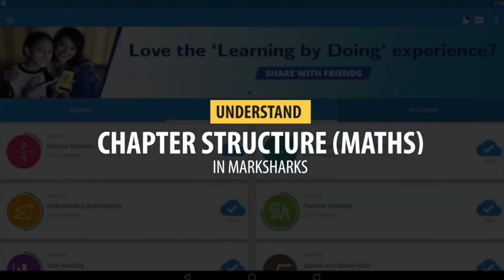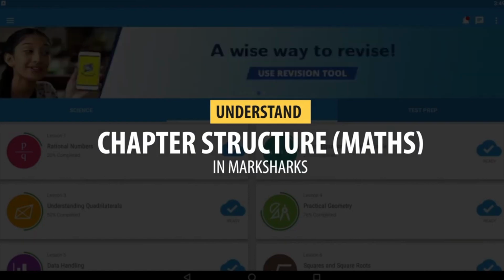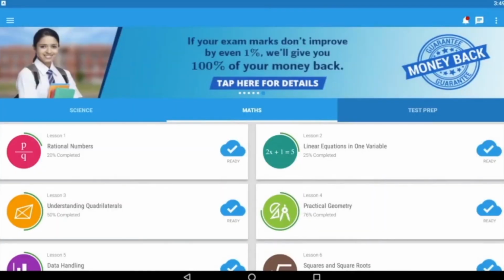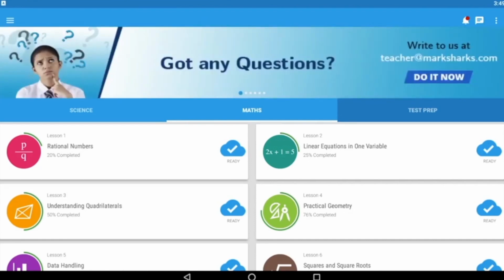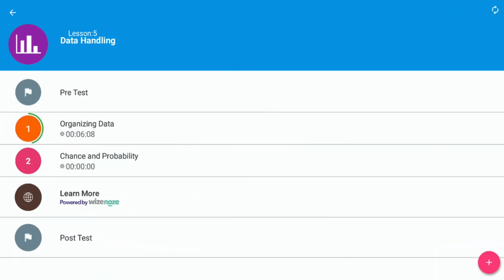In today's video, we'll be looking at a tutorial on MarkSharks. We're going to be looking at the home screen. All the chapters in each class are structured in a similar way. Familiarizing yourself with the structure will make it easier for you to develop lesson plans and help you determine how you want to use our content with your students. Let's take a look at a few chapters right now. Currently, we are looking at data handling, which is chapter 5 of class 8 math syllabus.